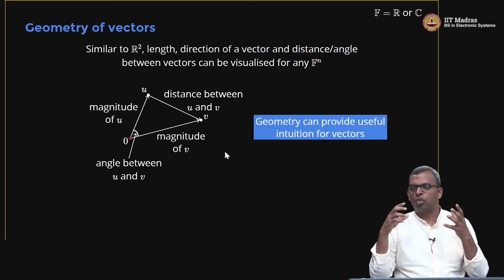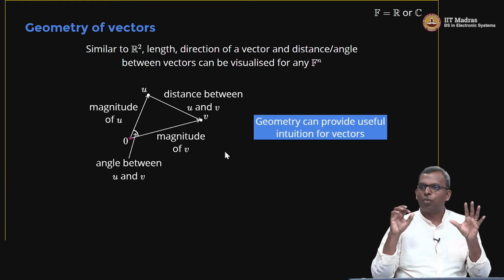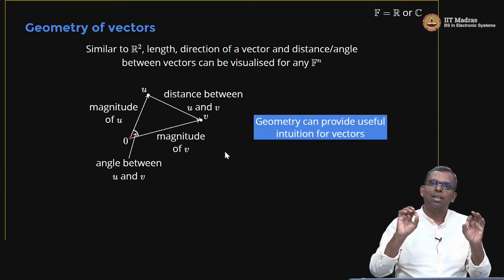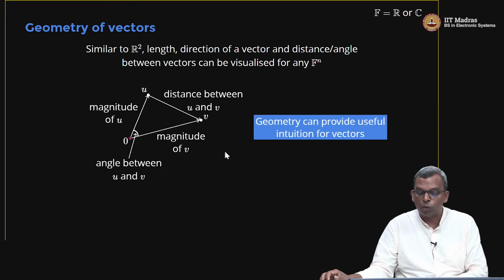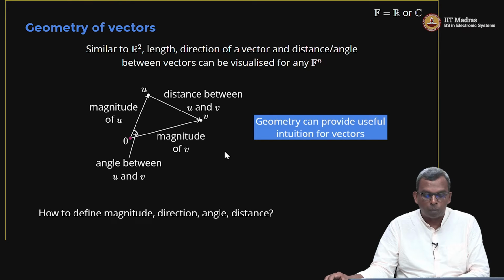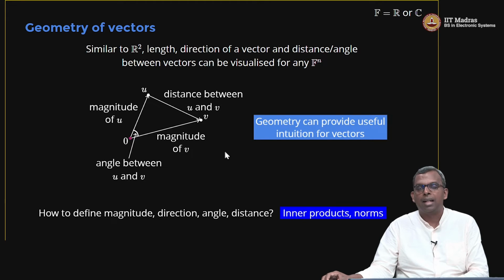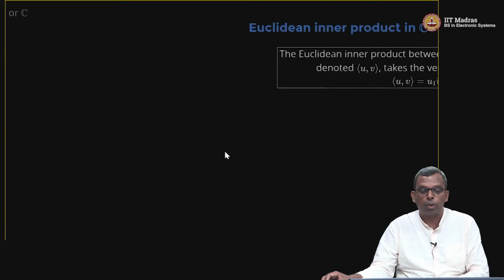And it can give you very good intuition. So, when you have this kind of a geometric view, you may know how far you are from something, are you very close, too far, things like that are very, very useful in practical applications, okay. But how do you define these things? How do you define in a very large space magnitude, direction, angle, distance, and the answer lies in inner products and norms, okay. So, that is what we will do next.